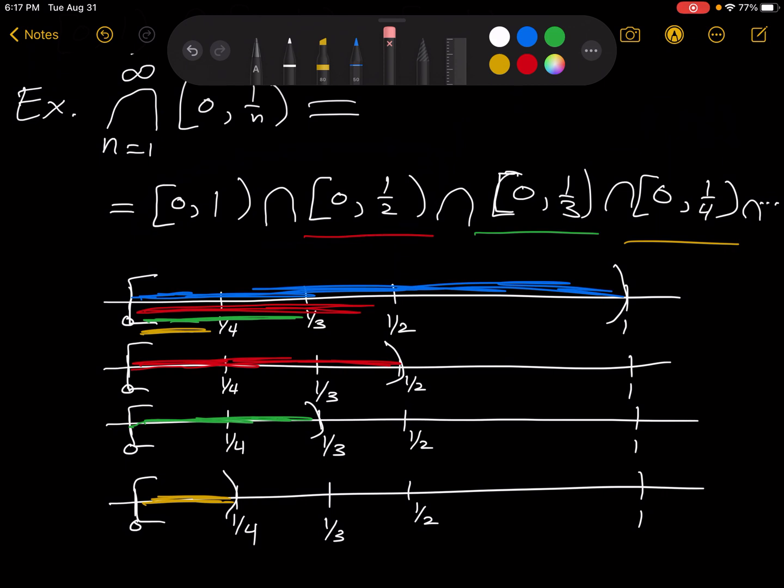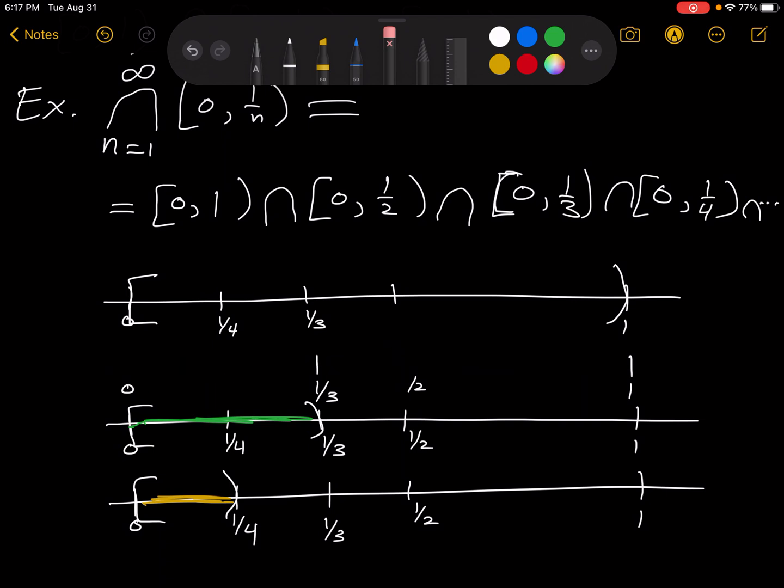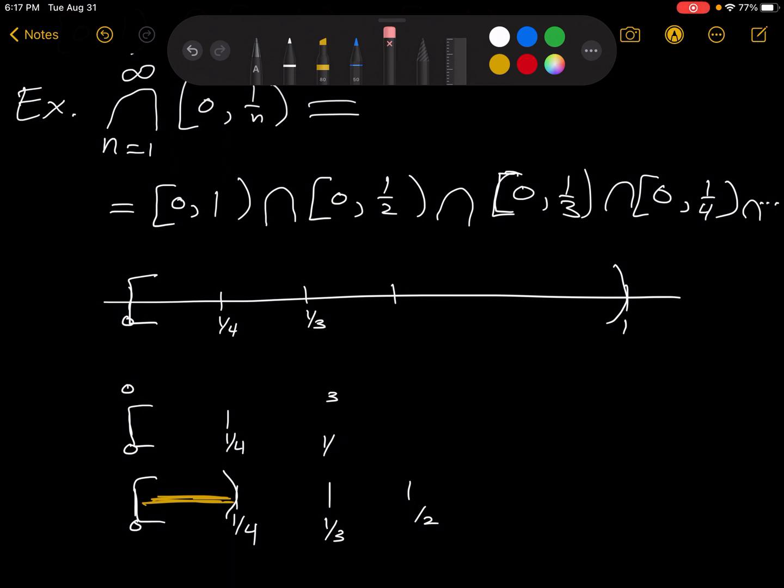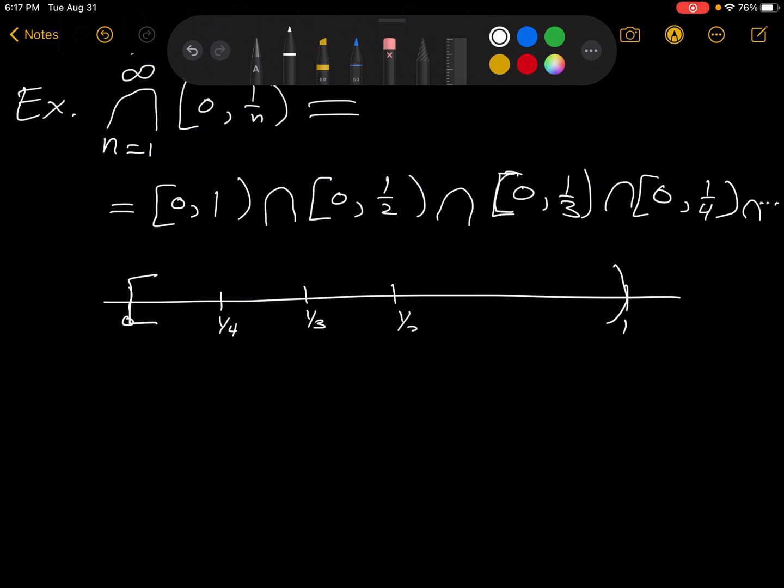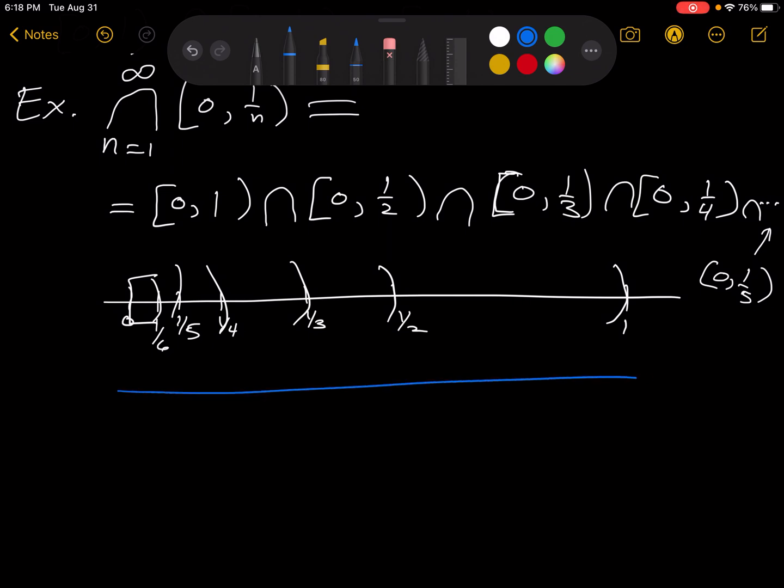Now here's where things might get a little peculiar. We'll look at all infinitely many intervals, but let's just look at one line here. Let's say 1/5 and then 1/6, and the next ones over are 0 to 1/5, and then 0 to 1/6, and so on. So the intersection of the blue with the red was just the red, and the intersection of the red with the green was just the green. The intersection of the green with the yellow was just the yellow.